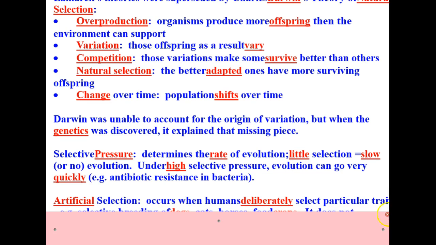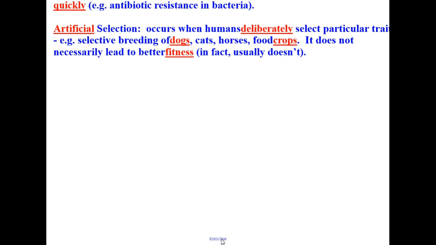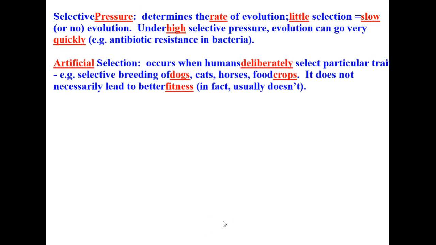Lastly, artificial selection. Artificial selection occurs when humans deliberately select particular traits, for example, selective breeding of dogs, cats, horses, food crops. It does not necessarily lead to better fitness. In fact, usually it doesn't.